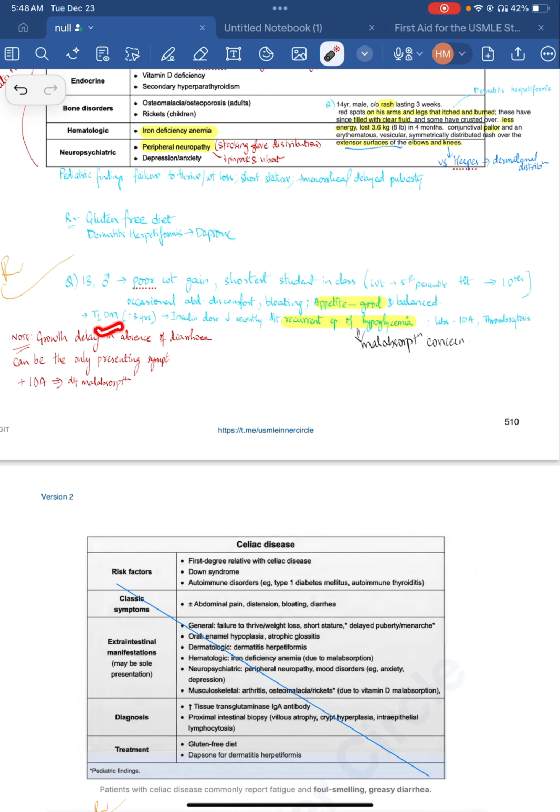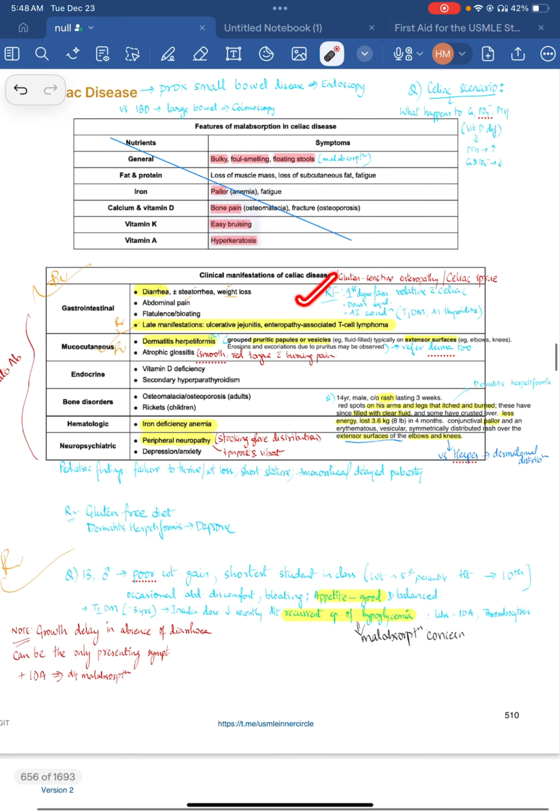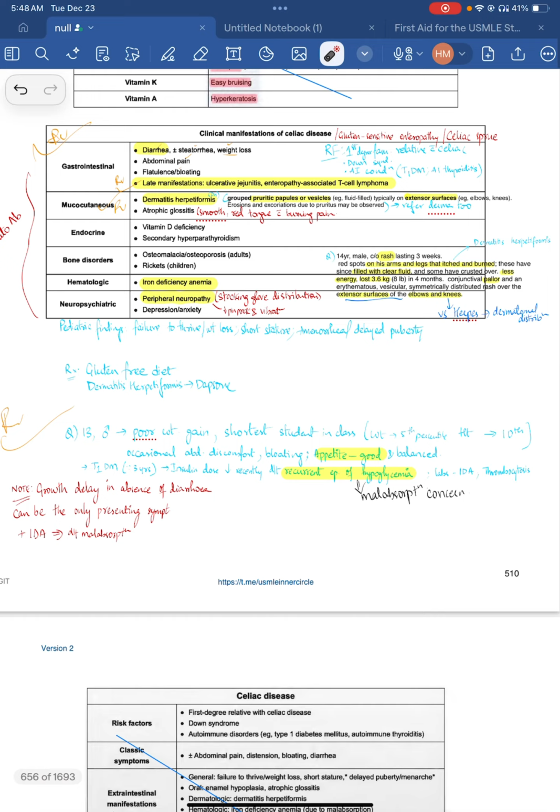Known case of type 1 diabetes since 3 years. Insulin dose decreased recently due to recurrent hypoglycemia episodes. As we had mentioned that risk factors include autoimmune conditions like type 1 diabetes, there's an increased risk of celiac disease in those patients. So the patient had type 1 diabetes since 3 years, and due to malabsorption, he is having recurrent hypoglycemia episodes. Labs show iron deficiency anemia and thrombocytosis. This is a sign of celiac disease.